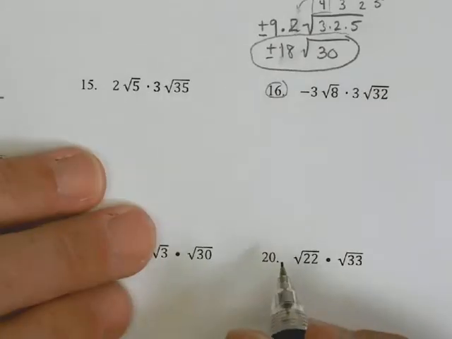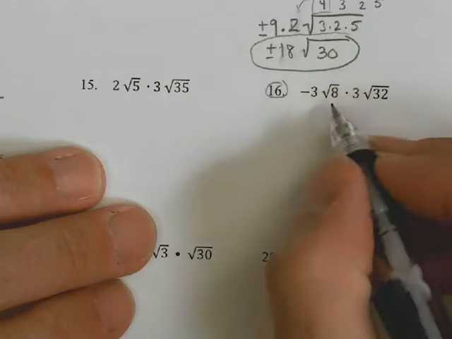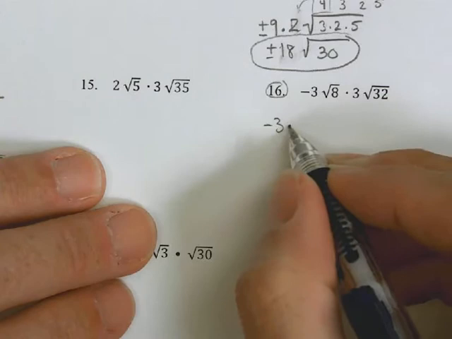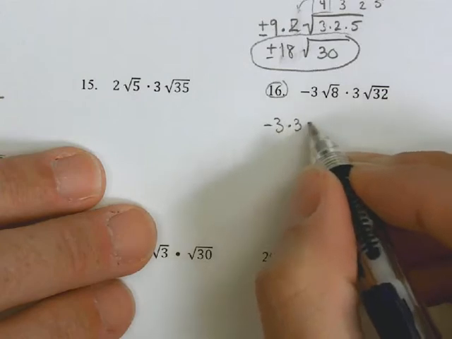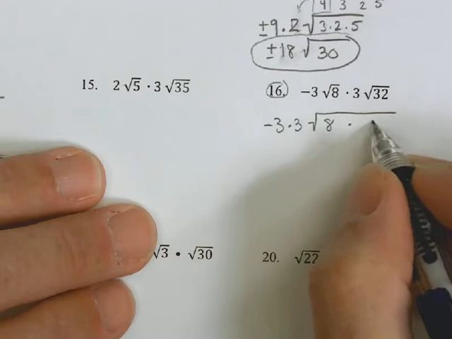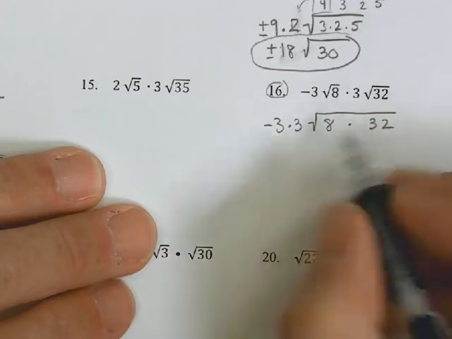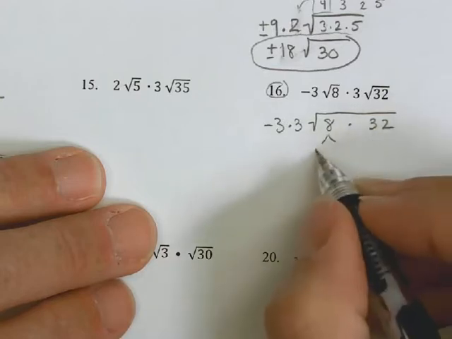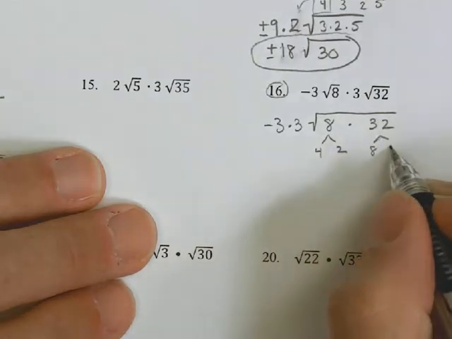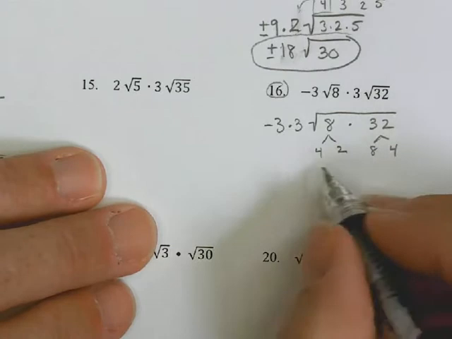Number 16, similar idea. We have a negative 3 outside. We have a positive 3 right there, so I'm going to multiply by a 3. And the radical stuff, I have an 8, and I have a 32. Let's break the 8 apart. We have a 4 and a 2. Break the 32 apart, and we have an 8 and a 4.